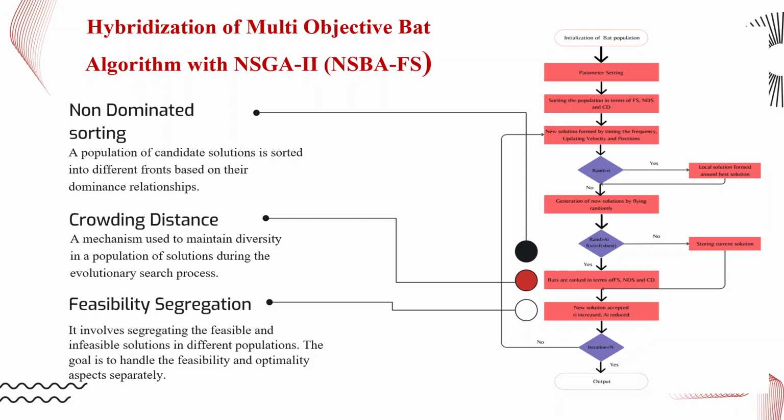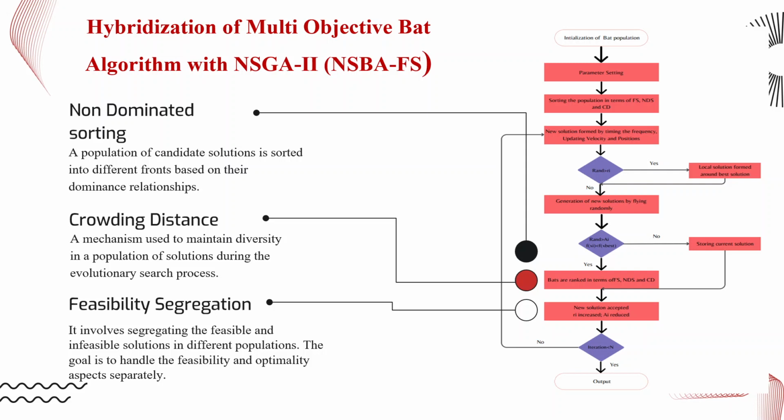The crowding distance measures the density of solutions around a particular solution within a specific front. It helps the algorithm to favor solutions that are not well represented and prevents the population from converging prematurely in a single area of the Pareto front. The larger the crowding distance, the more likely it is to be retained in the next generation of the evolutionary algorithm. Feasibility segregation is basically a technique which involves segregating the feasible and infeasible solutions in different populations. The goal is to handle the feasibility and optimality aspects separately.